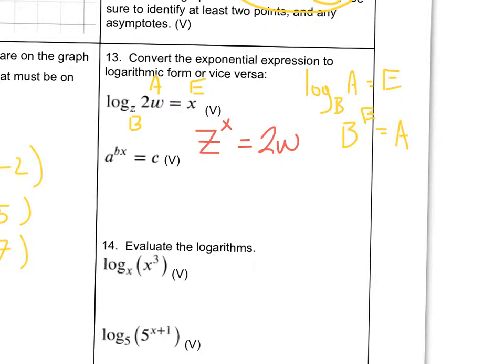For the next one, we're going backwards. Here we've got b, e, and a. So we've got log base a of c is equal to bx.